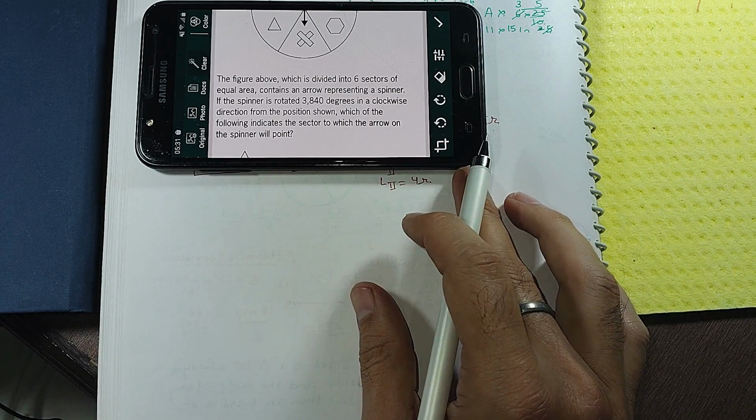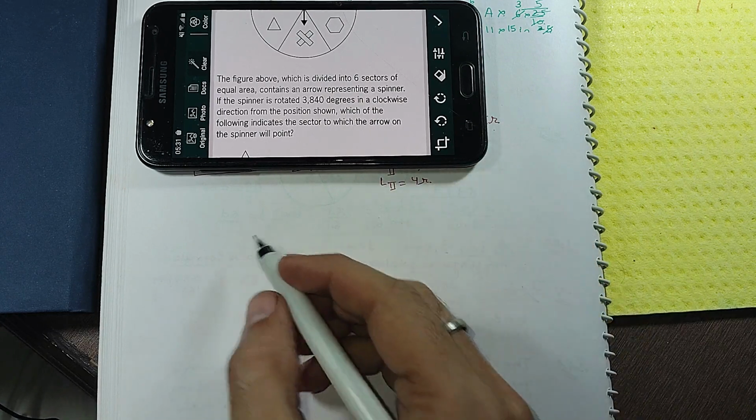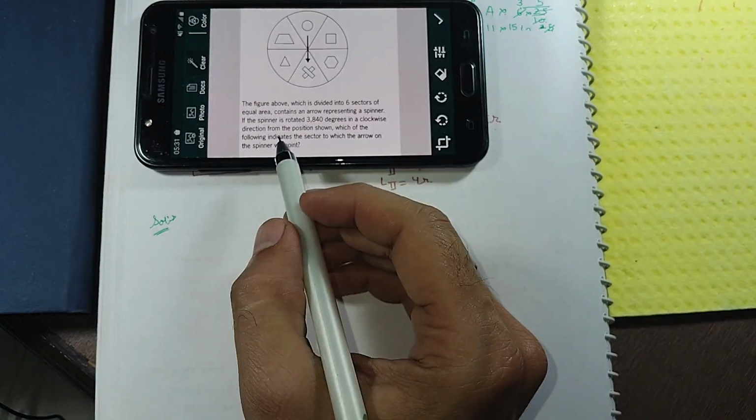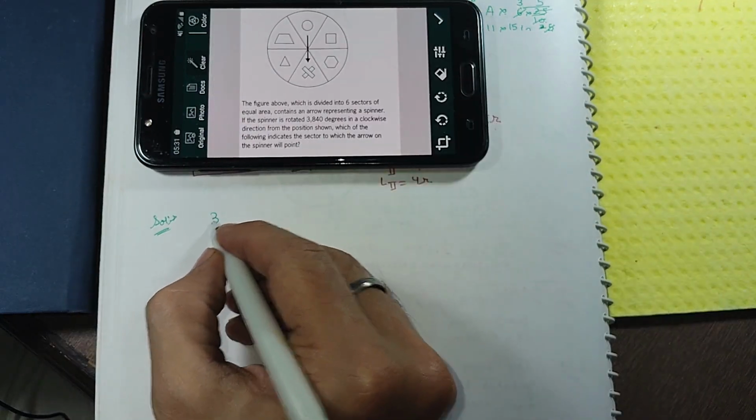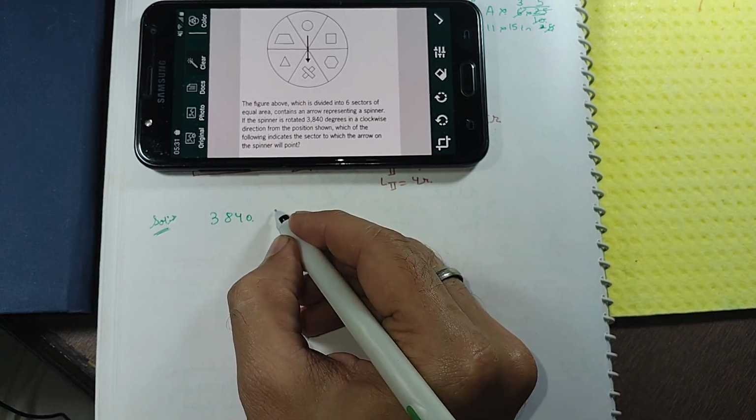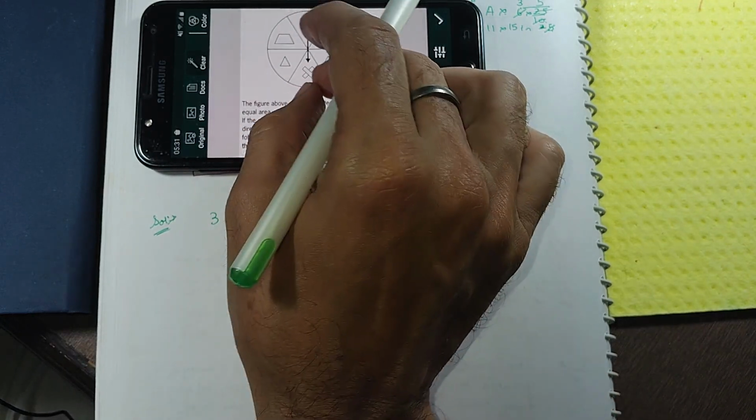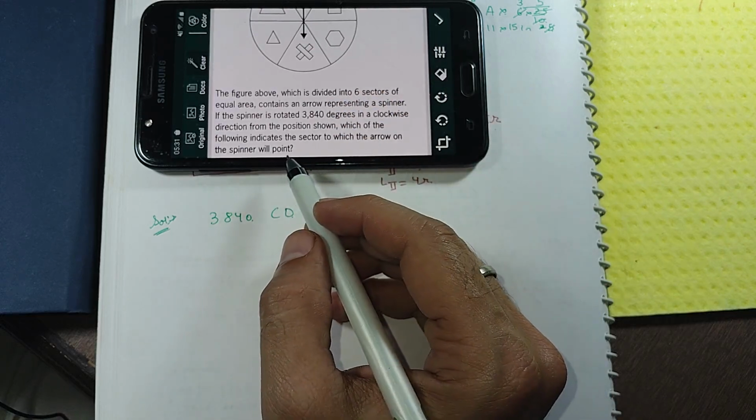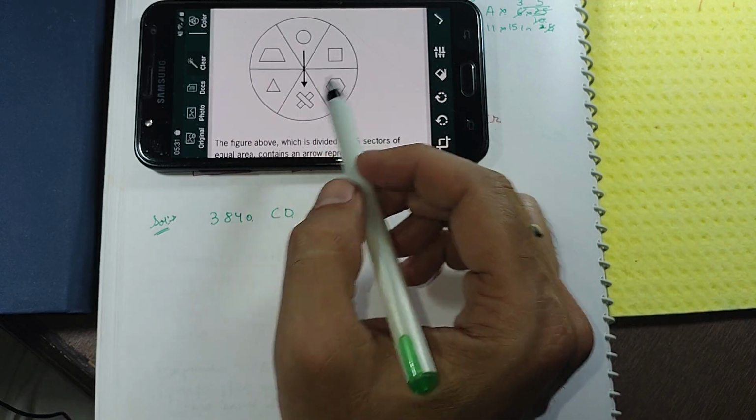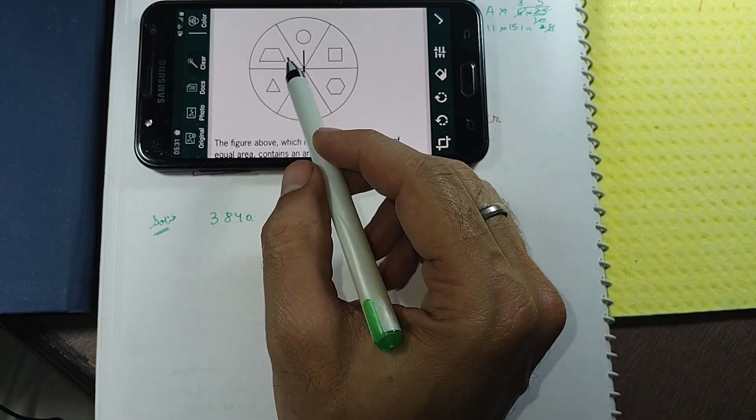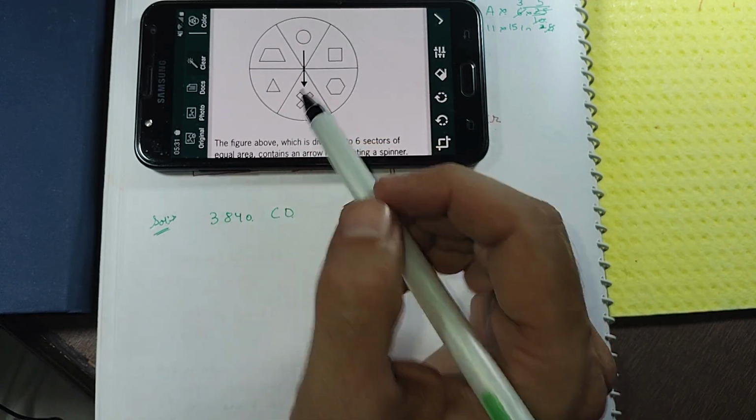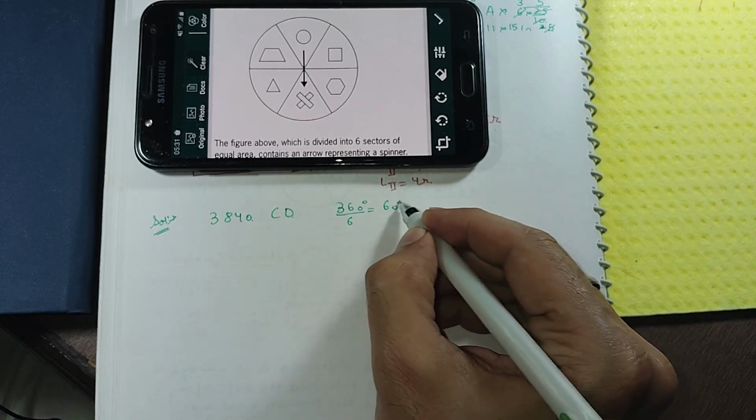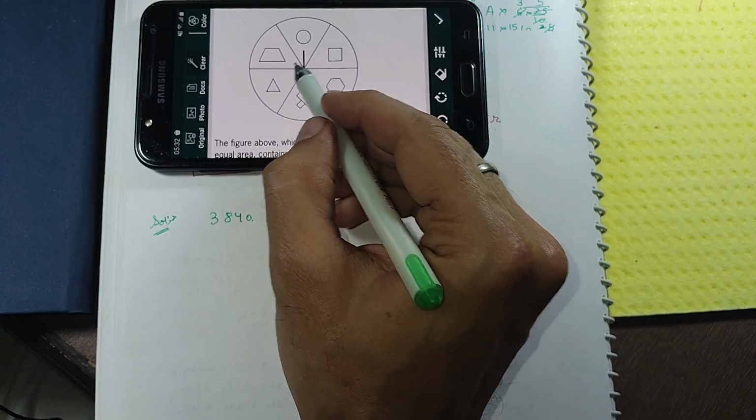The figure above is divided into 6 sectors of equal area. It contains an arrow representing a spinner. So if the spinner is rotated 3840 degrees in clockwise direction from the position shown, which of the following indicates the sector to which the arrow on the spinner will point? Now see, this region has been divided into 6 sectors of equal area. So each sector will have an angle 360 degrees divided by 6, so that will be 60 degrees. So the measure of each of these angles is 60 degrees.